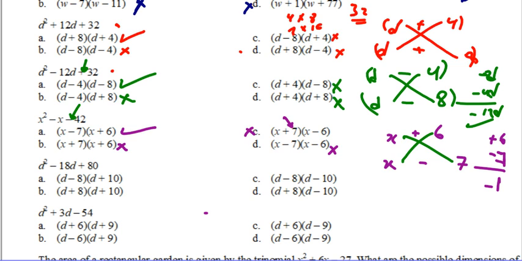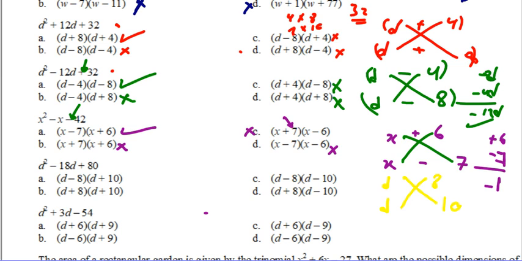This is d squared minus 18d plus 80. I need two numbers, 8 and 10, whose product is 80. The answer is so clear. So I can write, in this case, d multiplied by d, with 8 and 10.